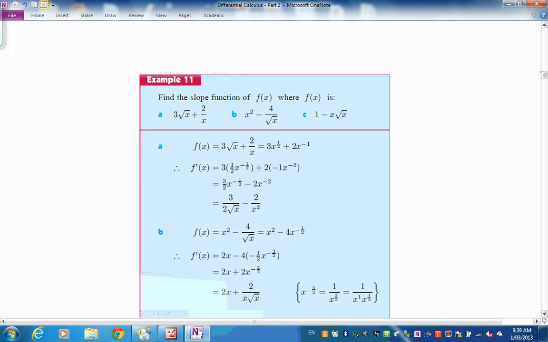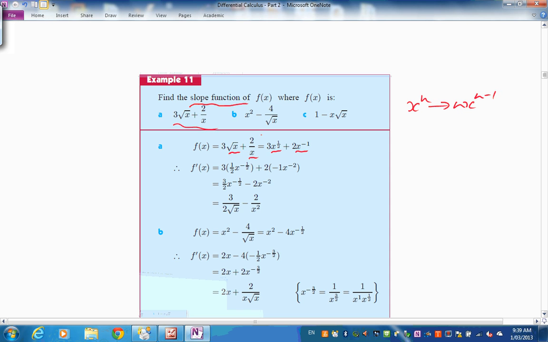And this example here. So we're just getting into more applications of the x to the n rule. So find the slope function, or the derivative, or find the instantaneous rate of change function, all those. So let's look at this first one, needs some work. 3 root x you'll call 3x to the half. And 2 on x, 2x to the neg 1. Why? Because your only tool that you've got at the moment is that one.